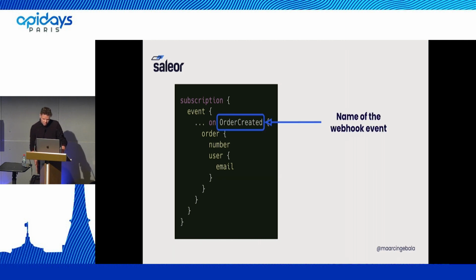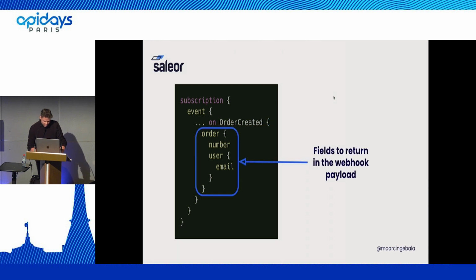We use the subscription syntax here, and inside we have the event field, and inside there is a fragment which is called order created. So that's our event definition. Inside of that we have the fields that we want to get for this particular webhook. In this case this will be the order, and let's say we want to display a simple notification which will tell what's the order number and, for example, what's the user email.